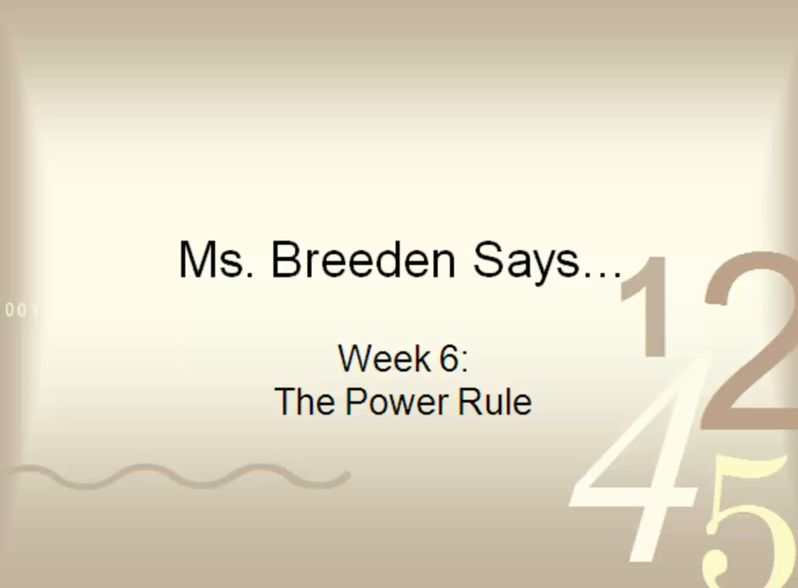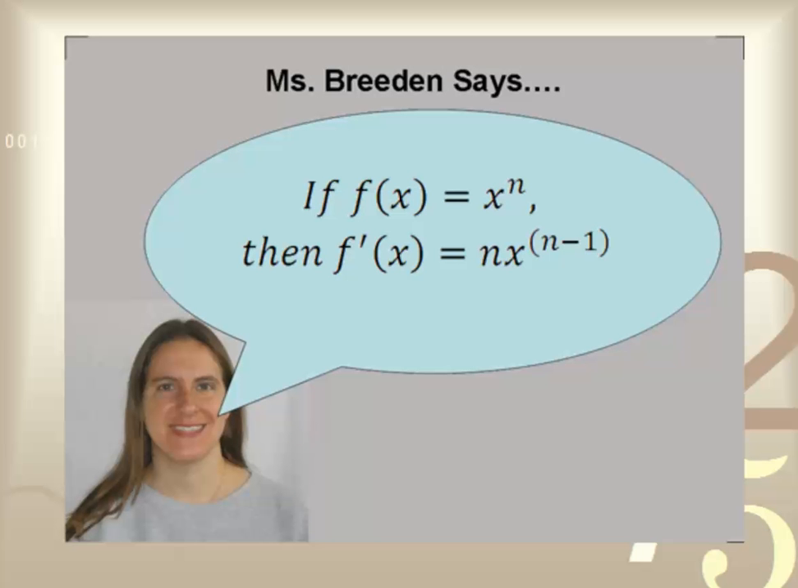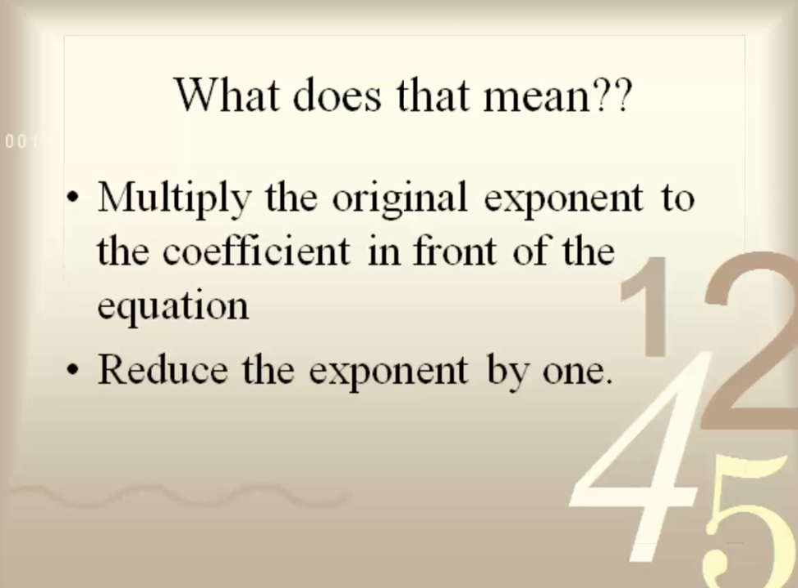Welcome to week 6, where we learn about the power rule. The power rule says that if f of x equals x to the n power, then f prime of x equals n times x to the n minus 1 power. You might be asking yourself, well, what does that really mean?